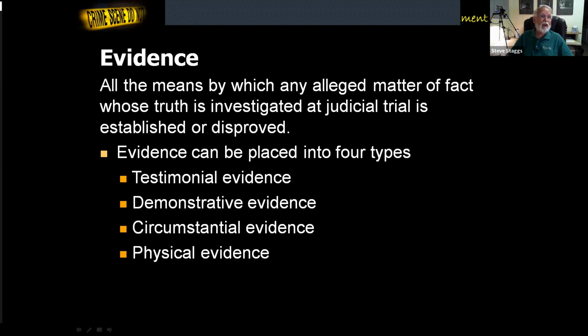Demonstrative evidence, this type of evidence occurs when the witness uses a model or a reproduction of the item or performs some action that shows or demonstrates a point in issue. It could be a crime scene diagram. It could be holding up the murder weapon. So that's demonstrative evidence. Then there's circumstantial evidence.